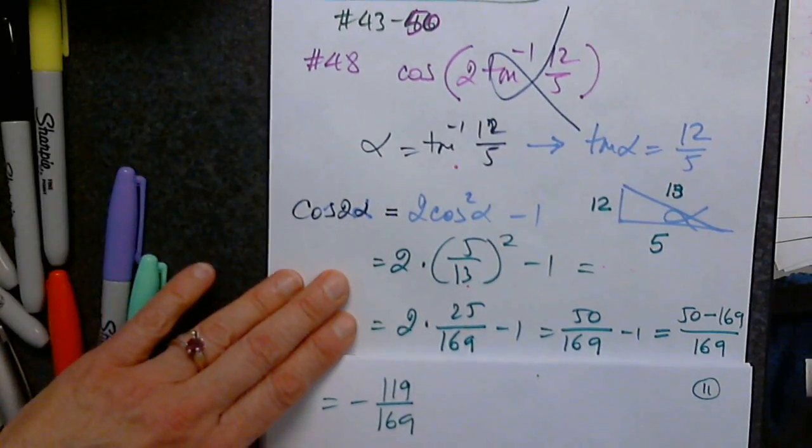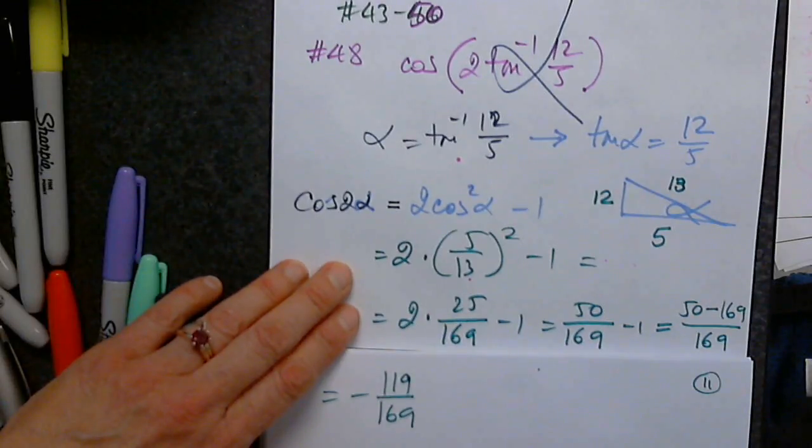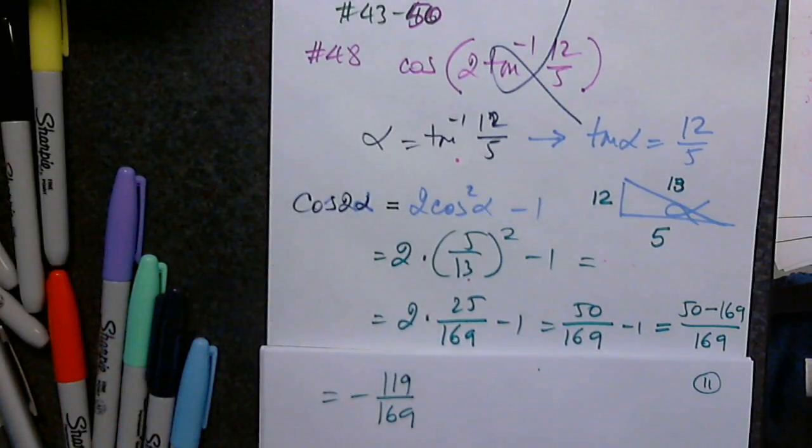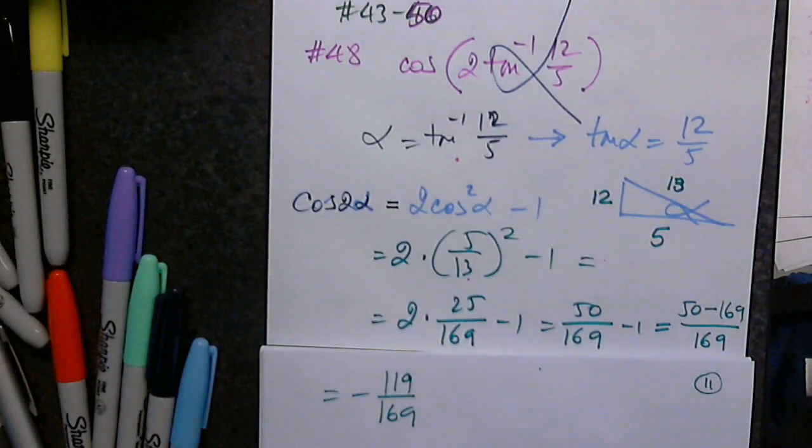I missed what you said there. You were saying that tan inverse is an angle. Always. Because tangent inverse is applied to a number and returns an angle, because tangent is applied to an angle and returns a number. So tangent inverse of 12 over 5 is an angle.